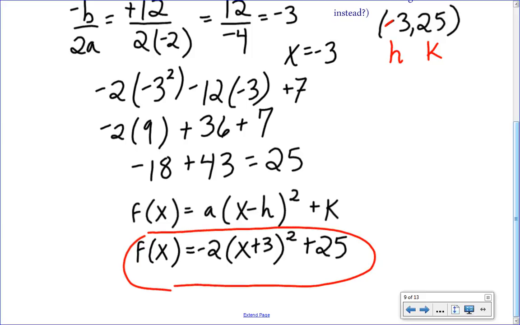So the key was really just retaining the a value and finding the x and y coordinate of the vertex.